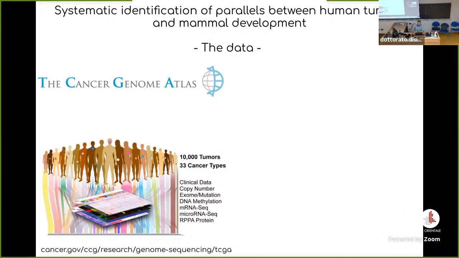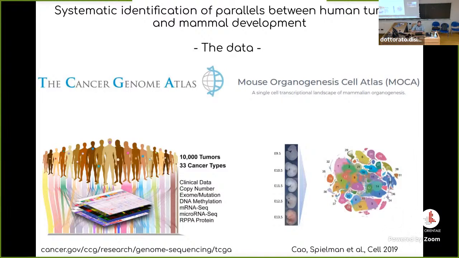While for the developmental side, quite recently, in 2019, the Mouse Organogenesis Cell Atlas has been published. This is the first attempt and the first example of mammalian development studied at single cell resolution. Specifically, the developmental time points span from E9.5 to E13.5 in mouse, which represent the organogenesis window where the major organs in the body are developed.